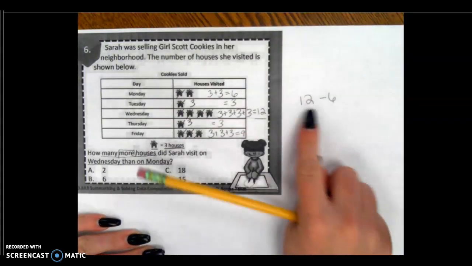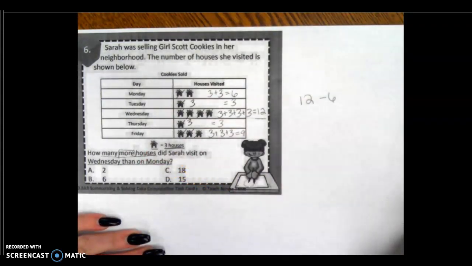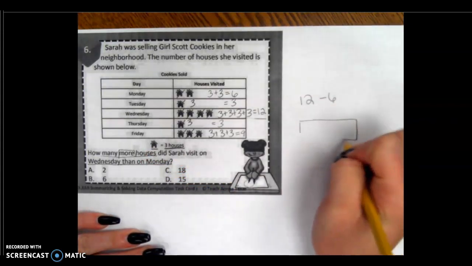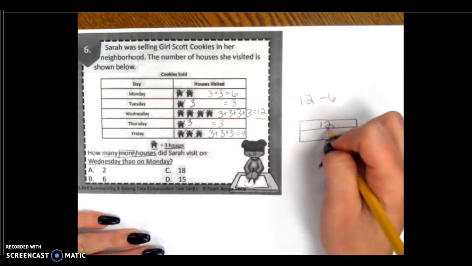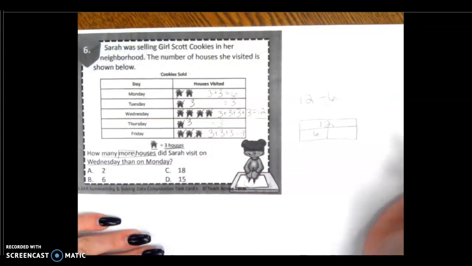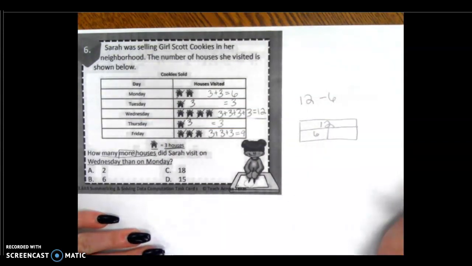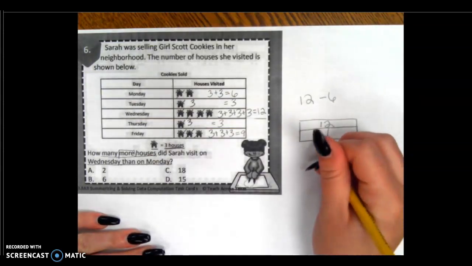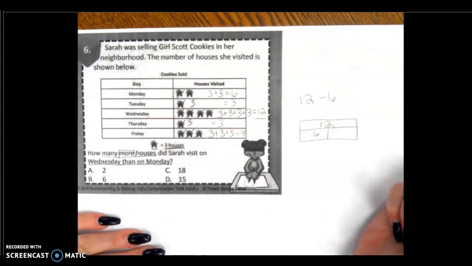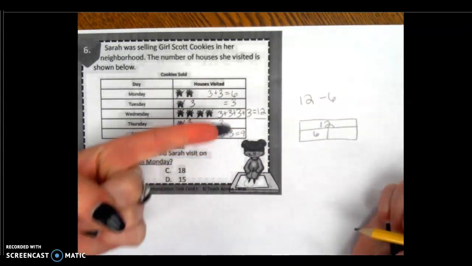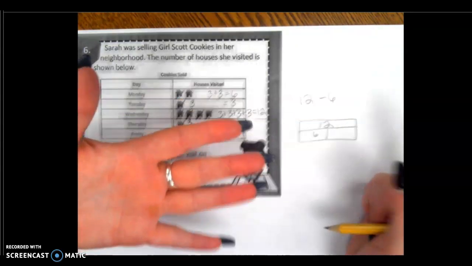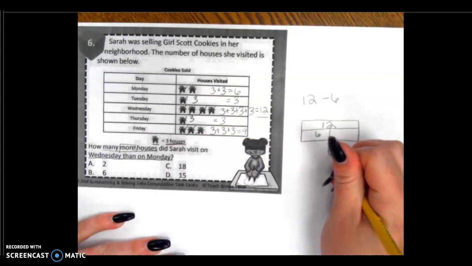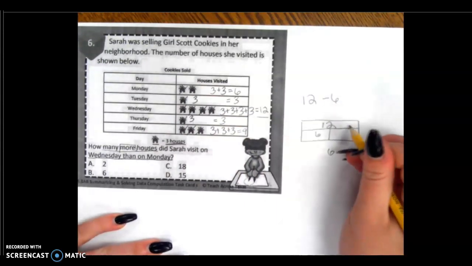How else could we demonstrate 12 minus 6? Well, you do a diagram. We know she visited 12 on Wednesday and 6 on Monday. So how many more houses do we need to get 12? Well, let's see. 6 plus what equals 12? Well, 6, 7, 8, 9, 10, 11, 12. So we know you need 6 more to equal 12.